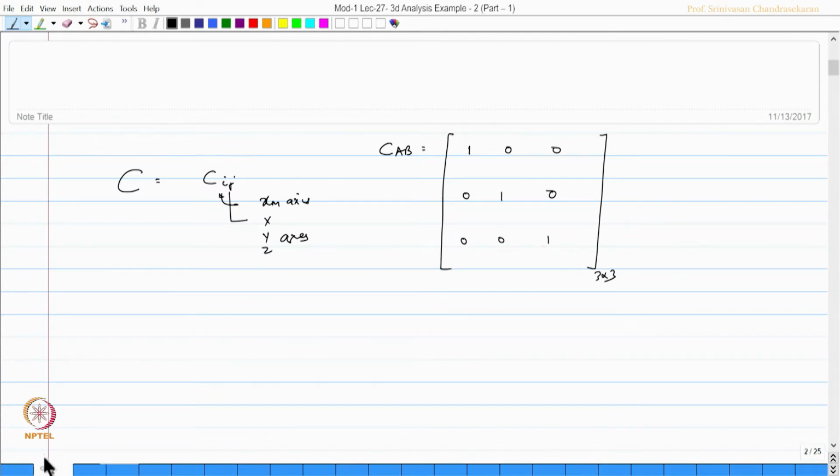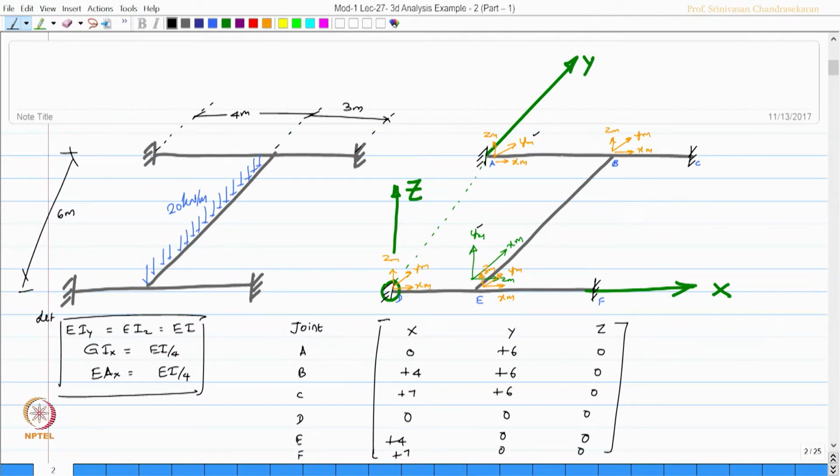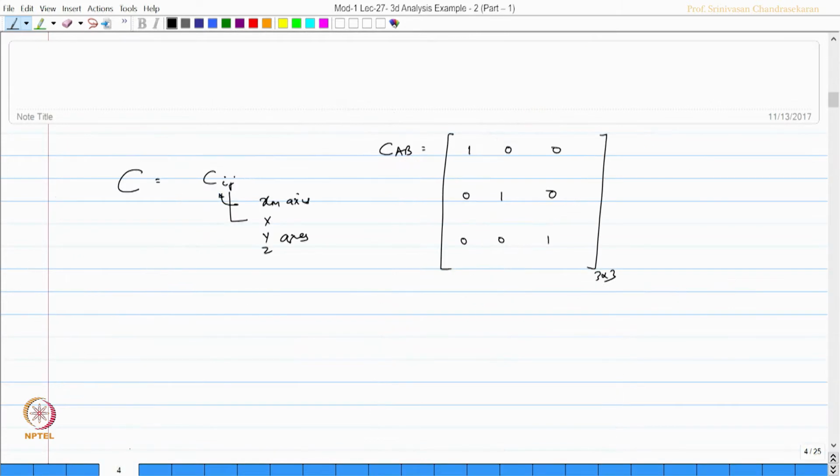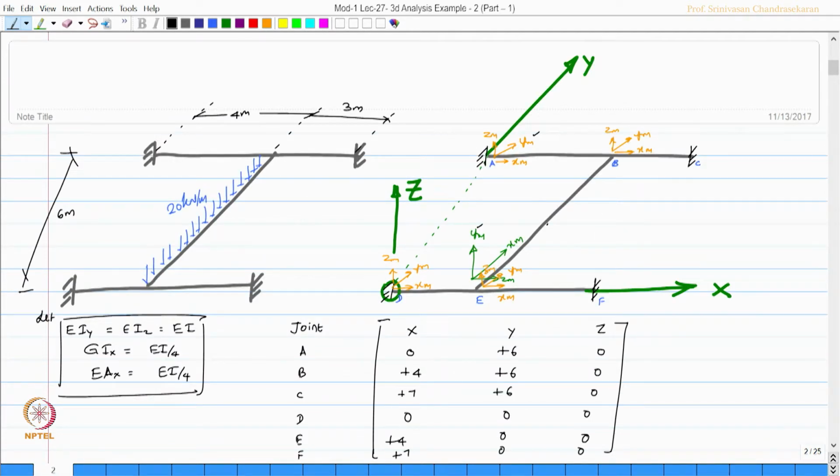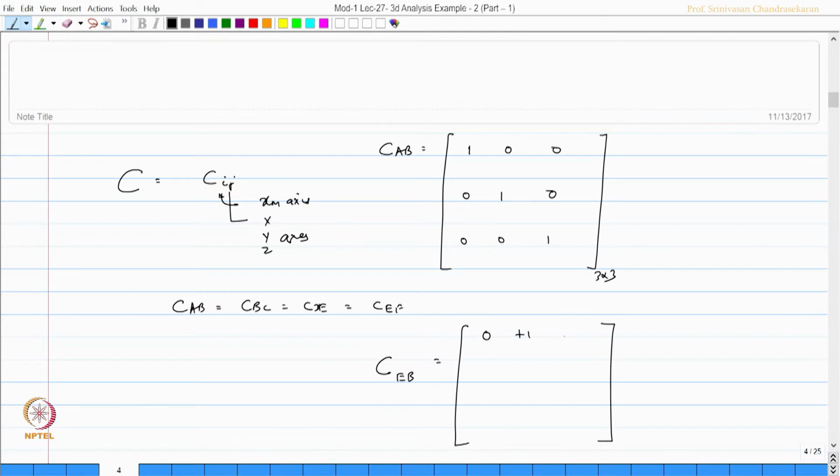And obviously, from inspection you know the C matrix for the members AB, BC, DE and EF all will be same. So, I can write this as equal to. So, C matrix of AB will be the same as BC, DE and EF. Okay. Let us do it for CEB, that is the fifth member. Okay. So, this is my fifth member. Okay. Xm makes 90 degree with x, okay. Xm makes plus 0 degree with y and xm makes 90 degree with z. Therefore, I should get 0 plus 1 0, is it not?